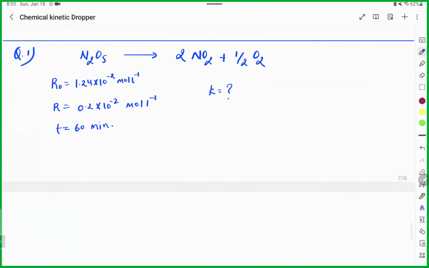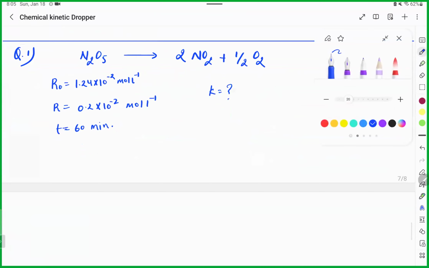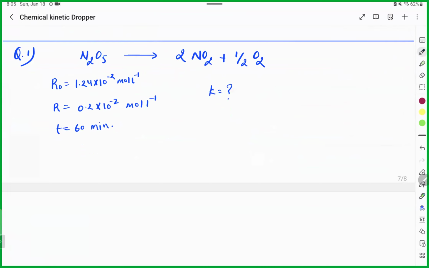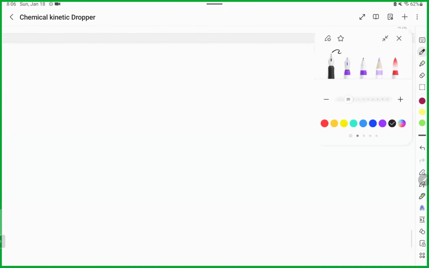So, you know the formula. If you see, you want to calculate the K value. K value is equal to 2.303 by 60 minutes, log of what is this value? 1.24 into 10 raised to power minus 2, here 0.2 into 10 raised to power minus 2. This is correct. So if you calculate, it will be 6.2. Done. Okay.